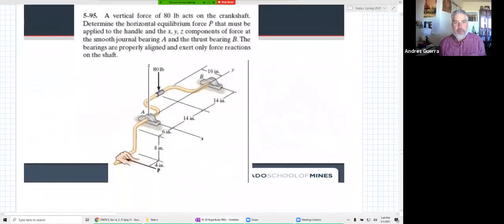So, for example, this is another supplementary example problem. We have this vertical force acting on the crankshaft. Determine the horizontal equilibrium force P that must be applied to the handle and the XYZ components of force at the smooth journal bearing A and the thrust bearing B. The bearings are properly aligned and exert only force reactions on the shaft. So we assume any kind of bearing we have is properly aligned. It does not mean they have to be parallel to each other. It could be perpendicular. They're just properly aligned. But that's the key right there.